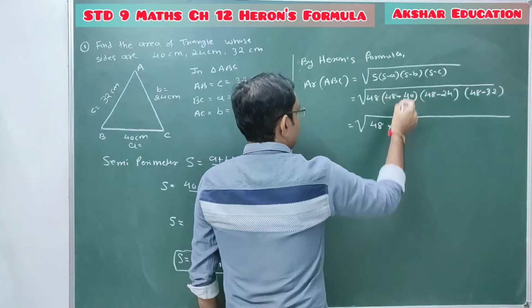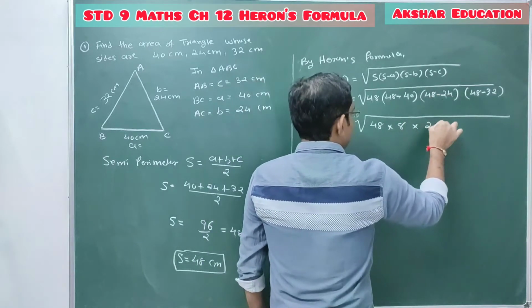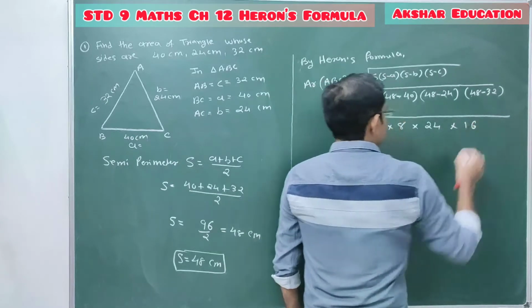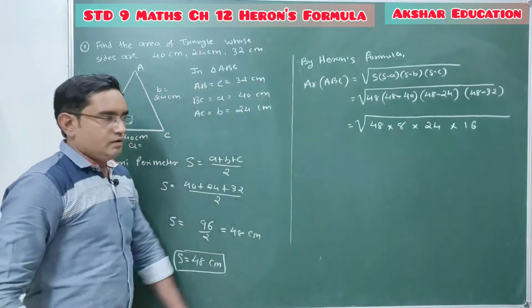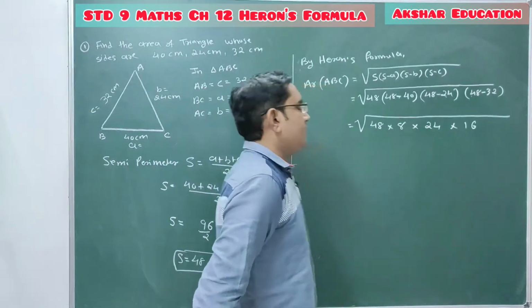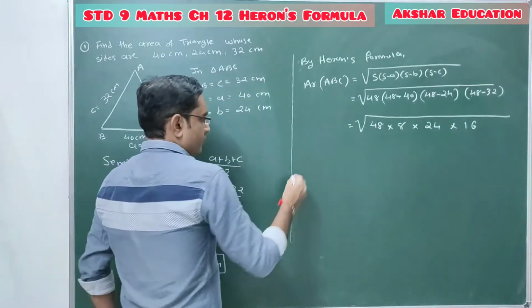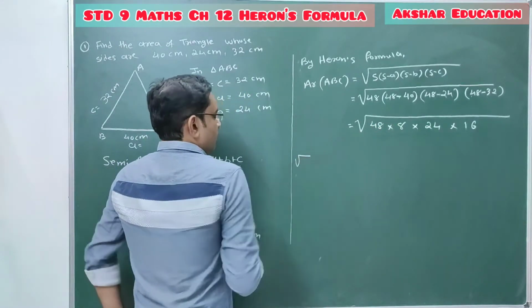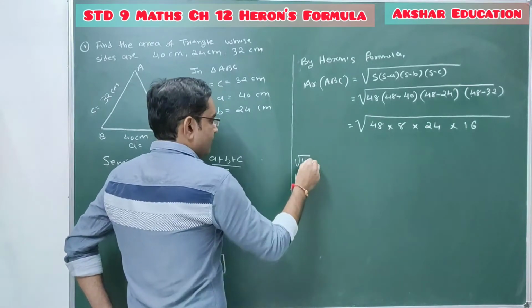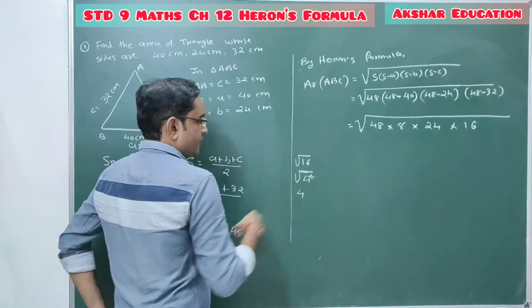48 multiplied by 48 minus 48, multiplied by 48 minus 24, so 24, and 48 minus 32, which is 16. So here it's the square root of 48 multiplied by 8 multiplied by 24 multiplied by 16. Now we have to find the square root of this. If we have the square root of 16, we write this 16 as 4 square, then the square root will be cut, and the answer will be 4.